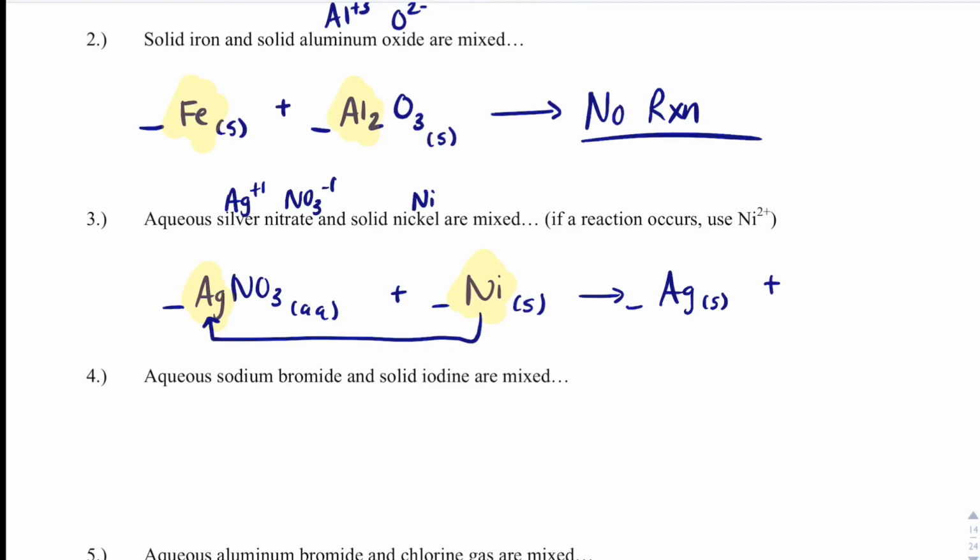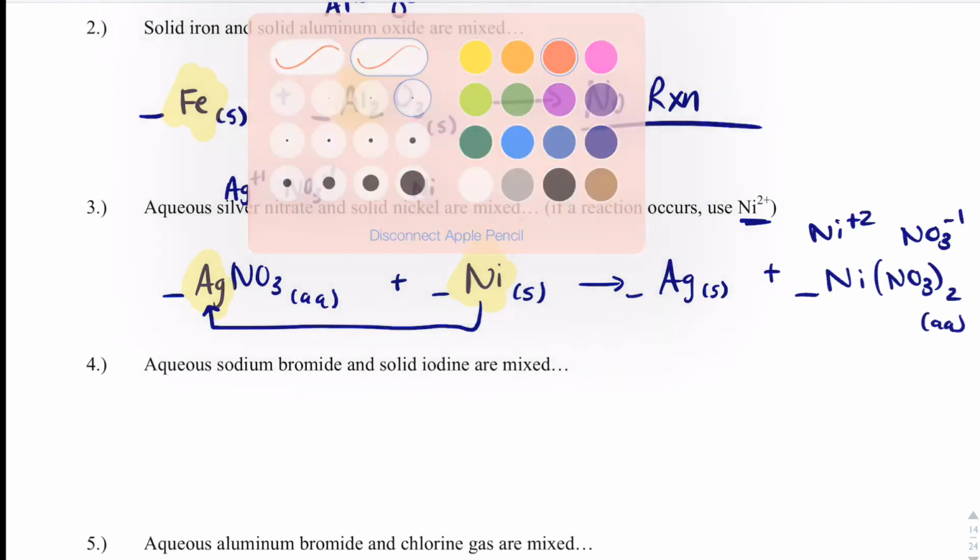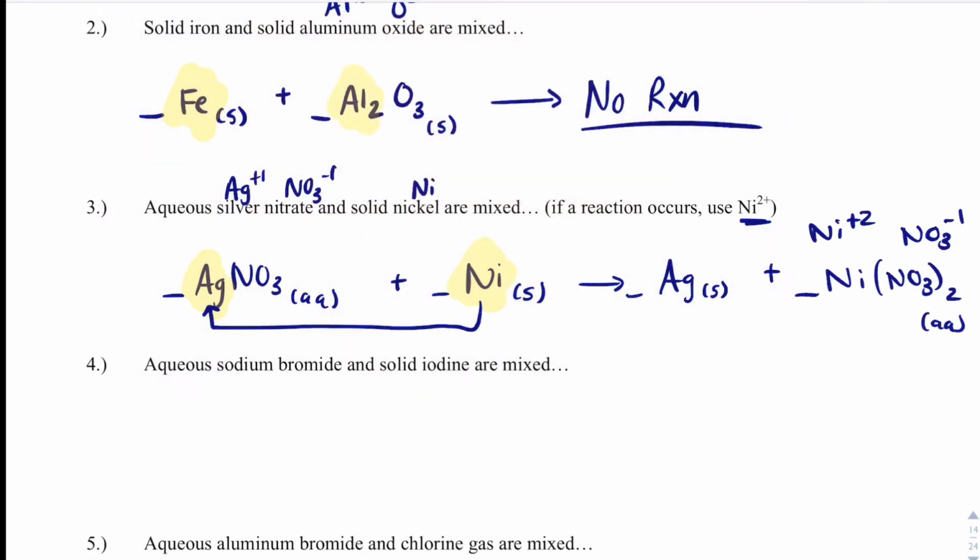And then we're also going to get nickel nitrate, but this problem says specifically Ni plus 2 is the ion. So we will need 2 nitrates to cancel out the Ni plus 2. And I know that that will be aqueous, but again, not my concern. And so then again, to balance this, I'll just finish that off like so. And that is how you do a single replacement reaction. Let's look at number 4.